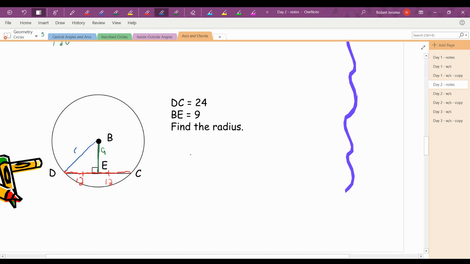So we're going to do 9 squared plus 12 squared equals the radius squared. All right, so let's work it out. We have 81, 144. We're going to grab our calculators. So 81 plus 144 is 225, and that equals r squared. Well, we don't want r squared, we want r. So we're going to take the square root, and r equals 15.